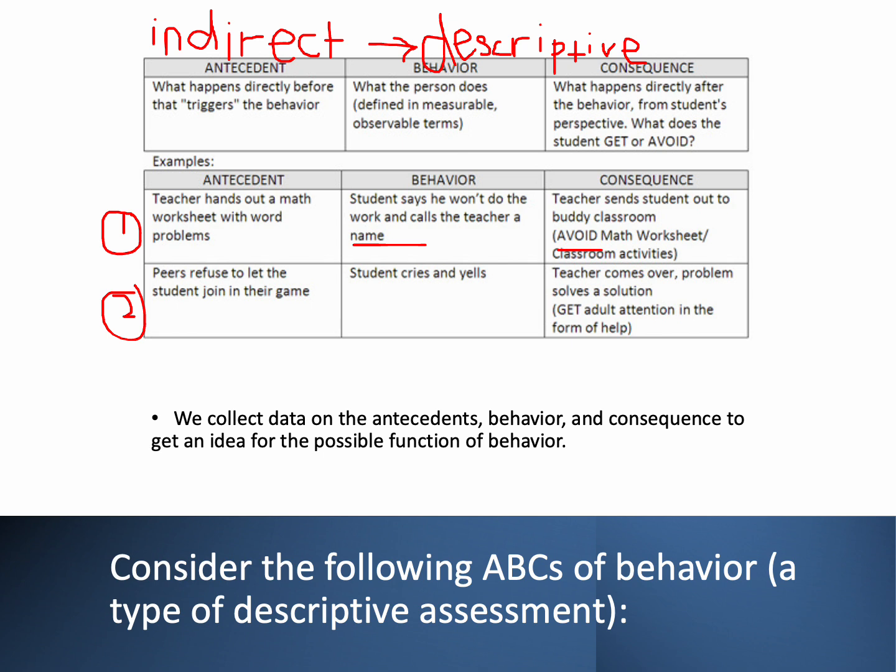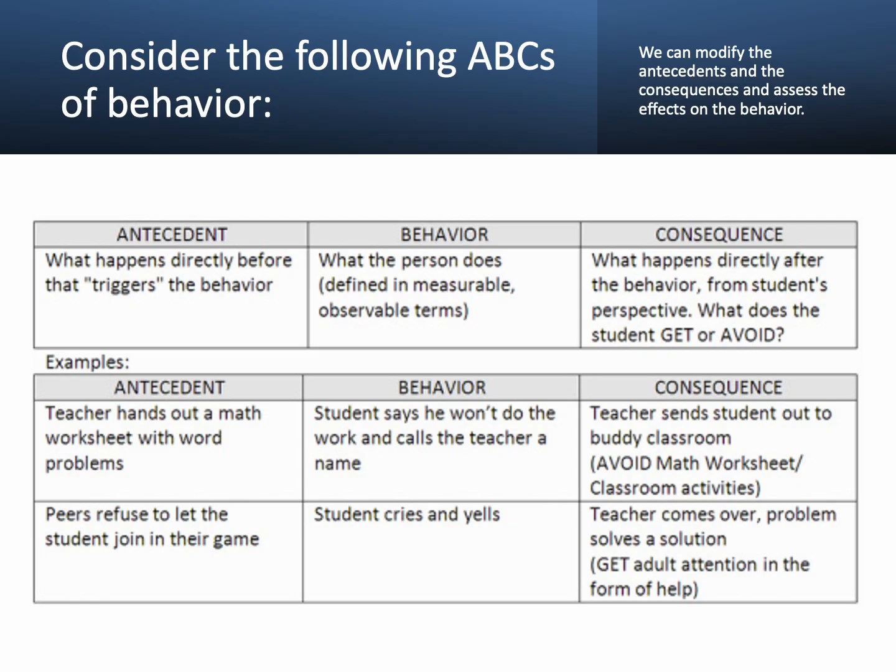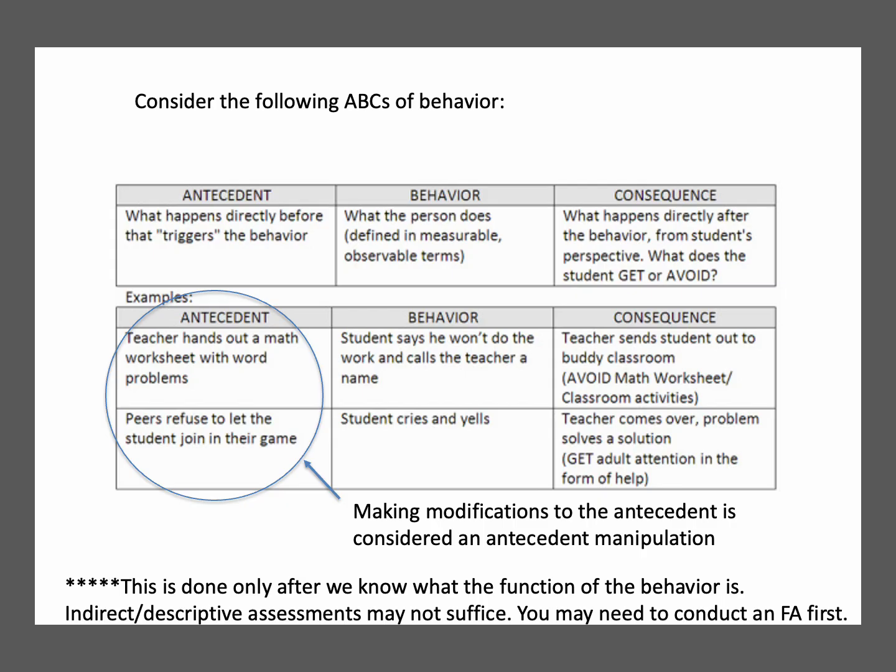And so then once we know the function of the behavior, we have an understanding of those antecedents that are contributing to the behavior, and then the consequences that are maintaining the behavior. And so we can then implement a particular intervention to reduce this behavior. We can modify the antecedents, as I mentioned earlier in another slide. We can modify the antecedents and the consequences, and then assess their effects on the behavior. And this is what that would look like.